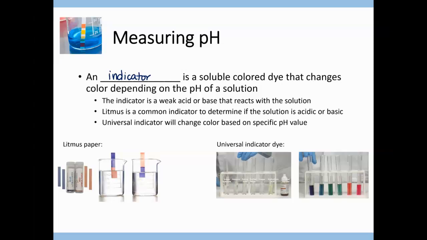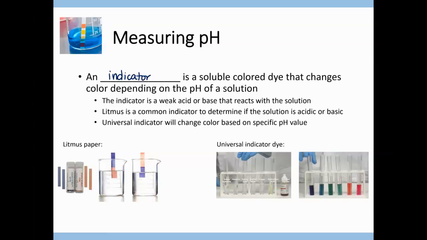Universal indicator dye has more ranges of color that will give you more information about the pH. So these are screenshots from a video in the book. You could watch someone actually do this experiment. They have sodium hydroxide, which is one of our strong bases, ammonia, which is a weak base, baking soda, another weak base, distilled water, which should be neutral, vinegar, slightly acidic, and hydrochloric acid, a strong acid. Then they add a universal indicator to all of these test tubes, and you can see the different colors based on the pH of those solutions. So a different color will be associated with a different pH.